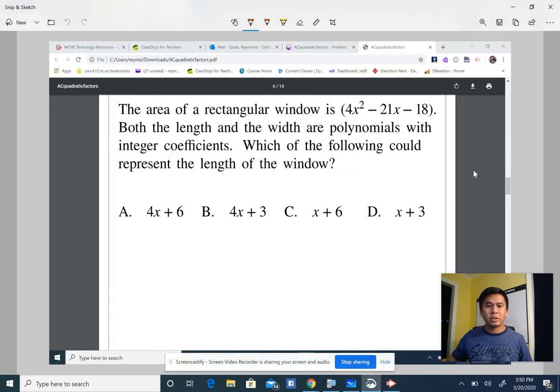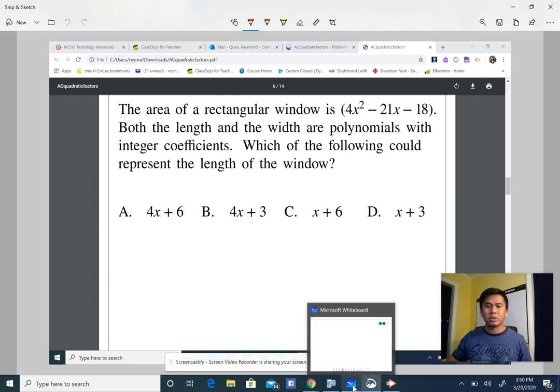It says here that the area of a rectangular window is 4x squared minus 21x minus 18. The length and the width will be multiplied to get the area, and we have to find the length of the window from the following choices. So again, that's 4x squared minus 21x minus 18. Let's go to our problem solving right now.